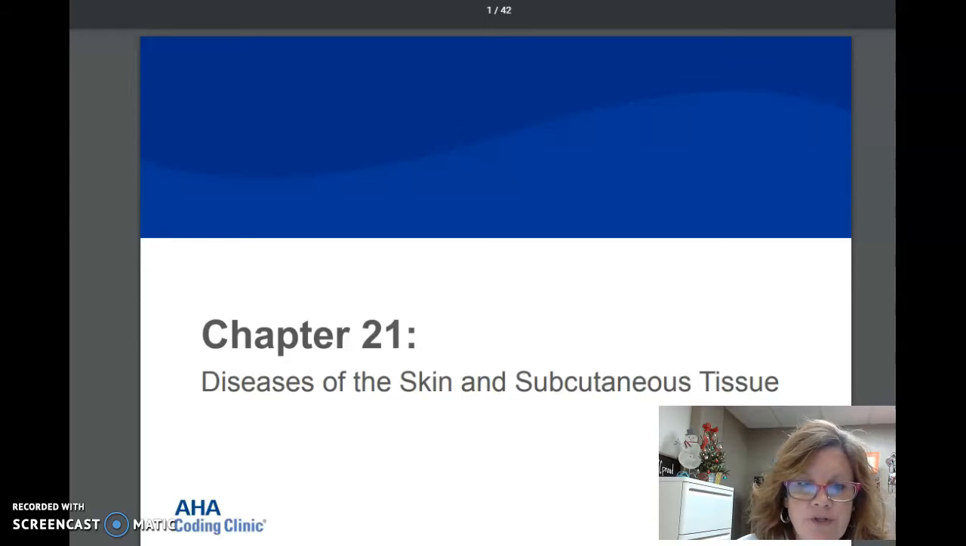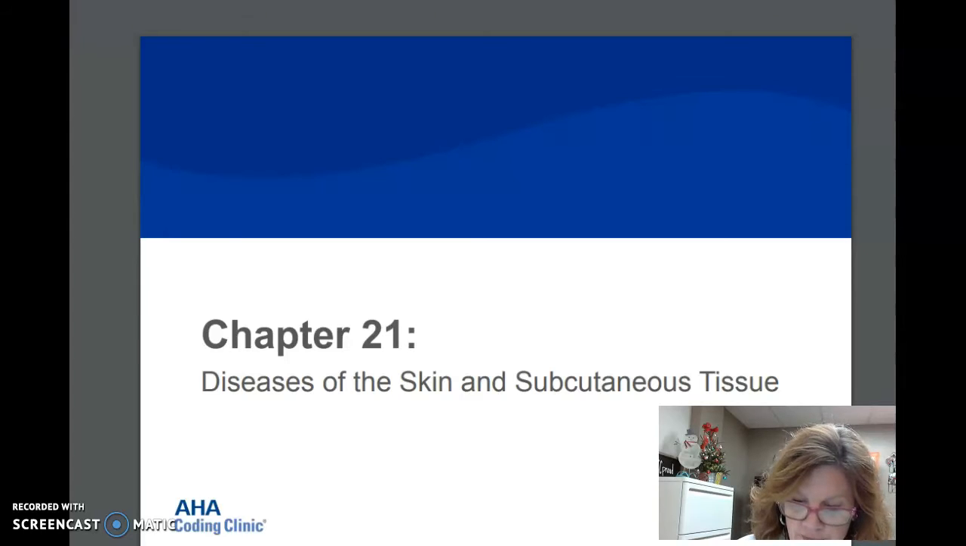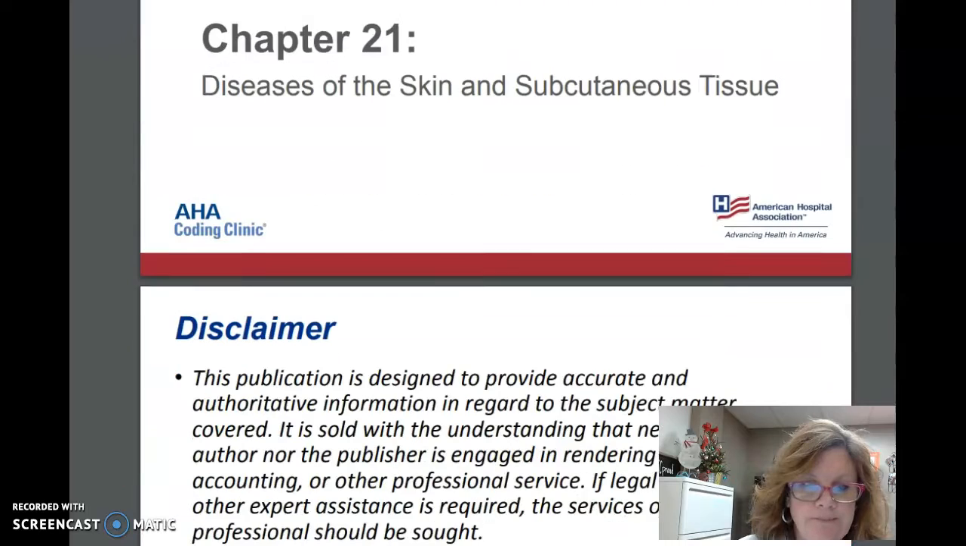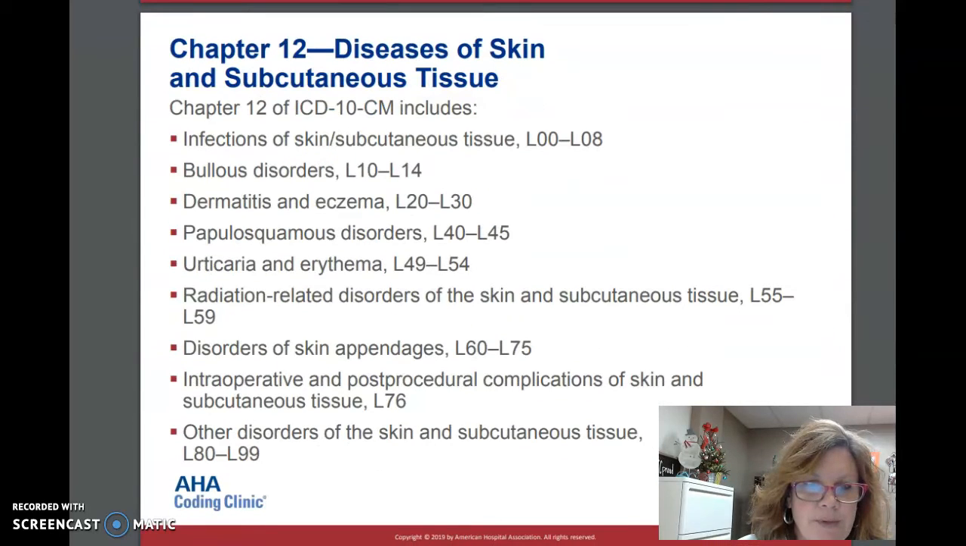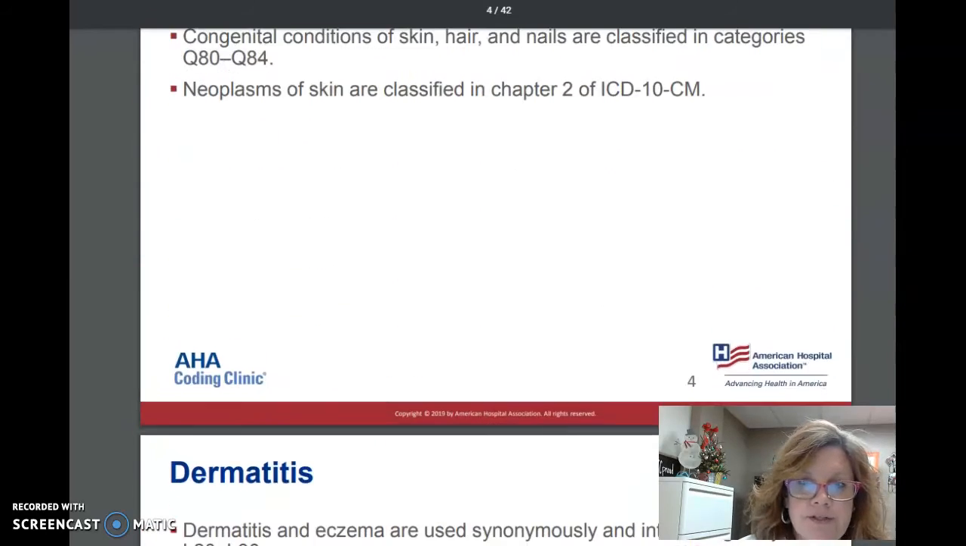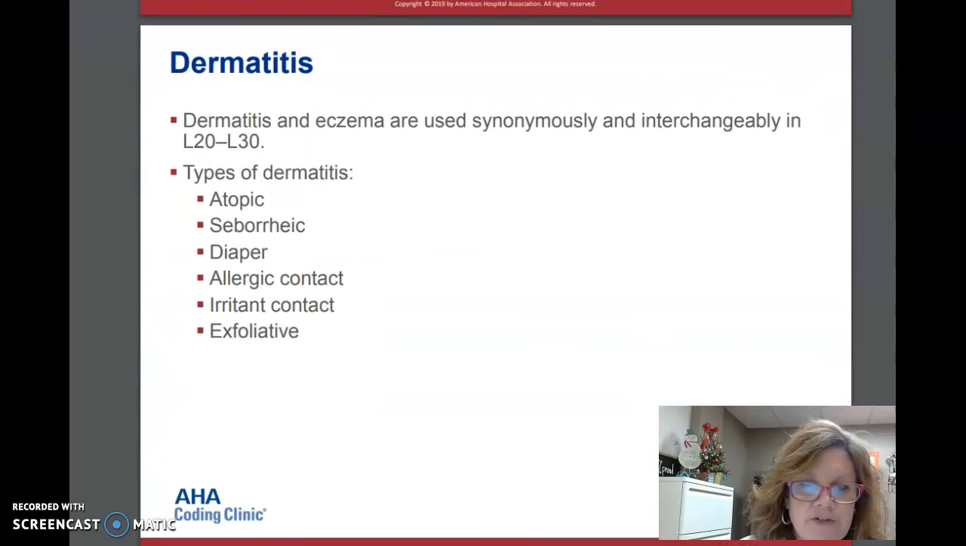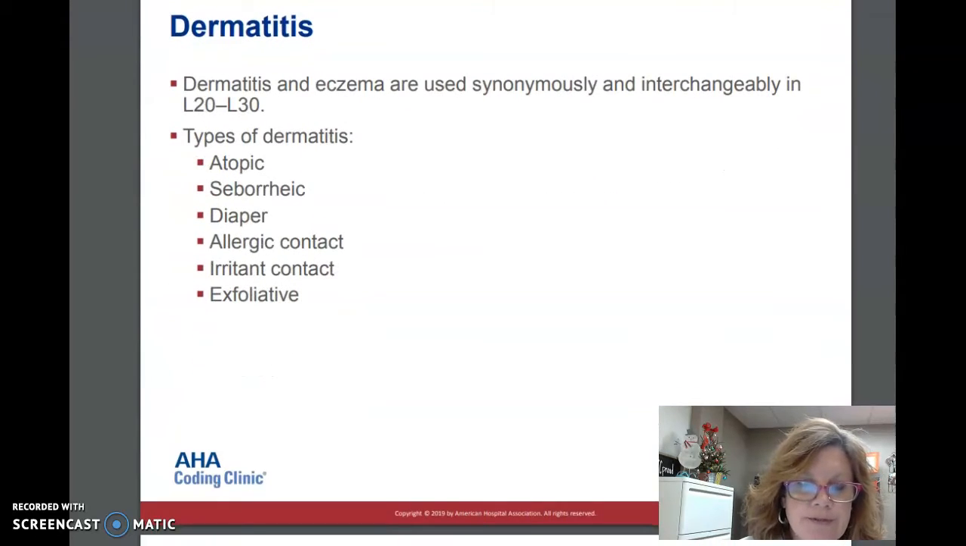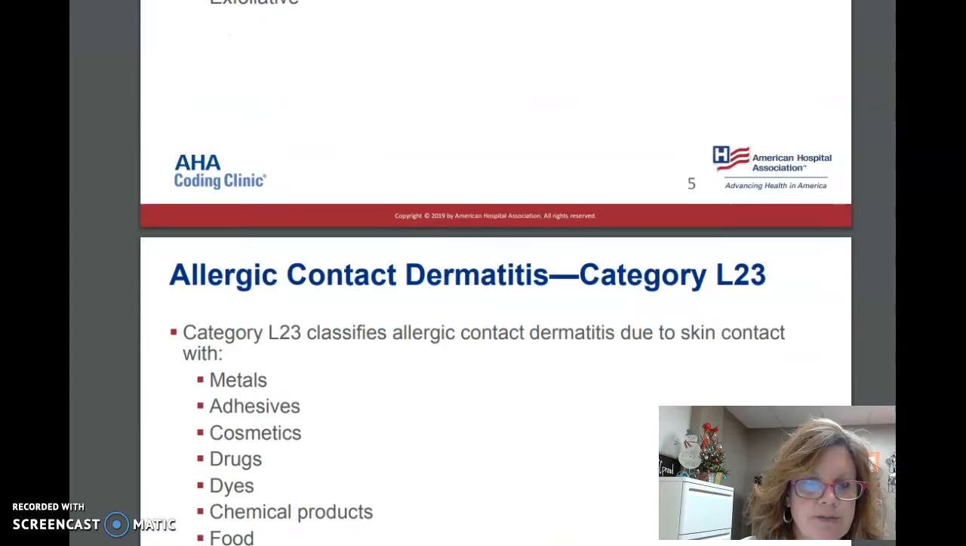Okay, chapter 21 and 22 we'll do together, musculoskeletal and skin. So with this, we will go ahead and start with chapter 21. The biggest thing is with skin, we're going to be in the L codes. We're looking at infection, just different things, disorders, dermatitis, eczema. So to be honest, there's not a lot of coding rules in this section. Just make sure you look for that specific code.